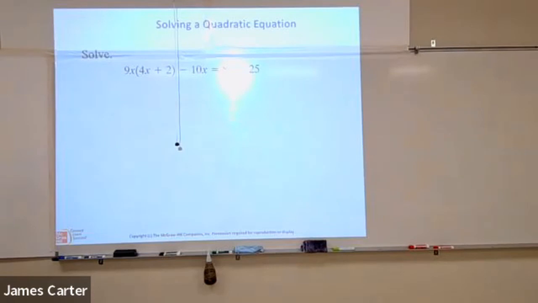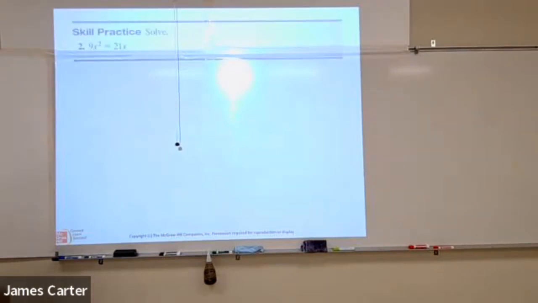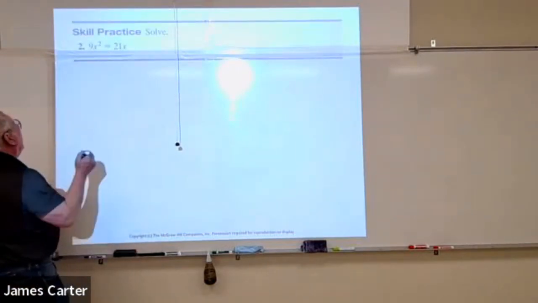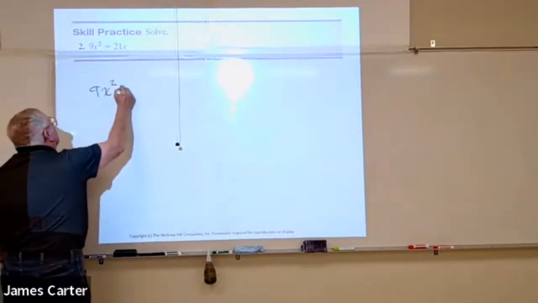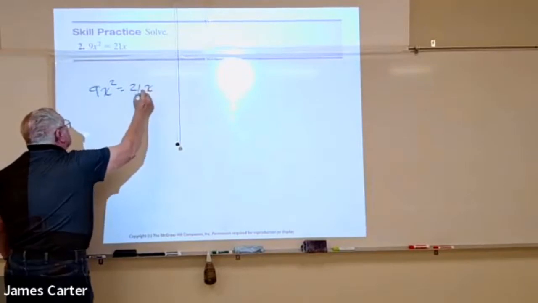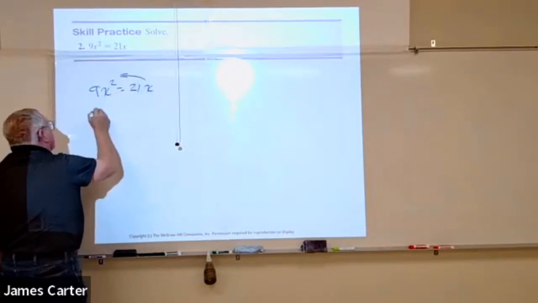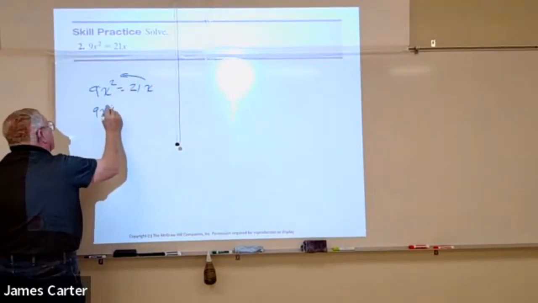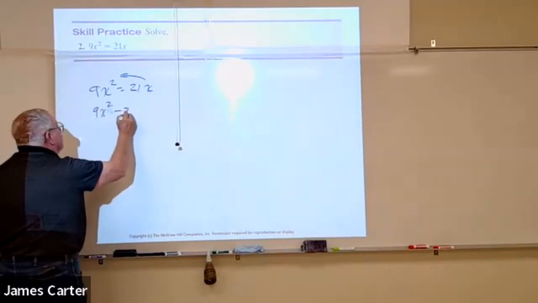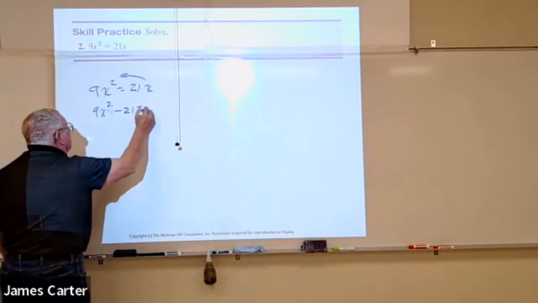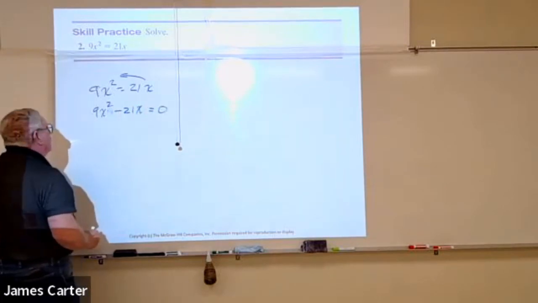Okay, whoops. Oh, I guess I got to work this one. All right. 9x squared equals 21x. Take that over to the other side: 9x squared minus 21x equals 0.